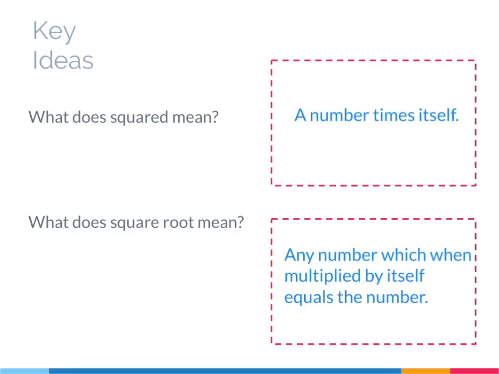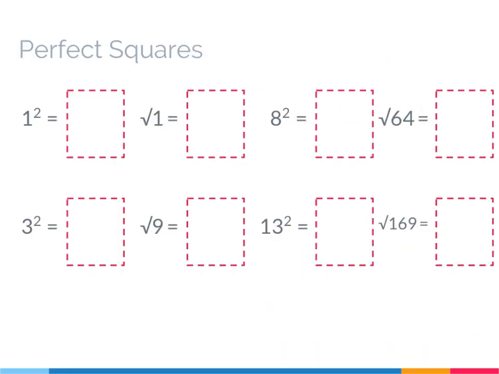Now let's take a look at a few perfect squares. Here we are looking at some perfect squares as well as their inverse operation, square roots. So we've got 1 squared, or 1 times 1, that's going to give me 1. The inverse operation of that is the square root. So the square root of 1 is 1. Now looking at 8 squared, 8 times 8 is going to give me 64. And the inverse operation of that, 64 square rooted, is going to be 8.